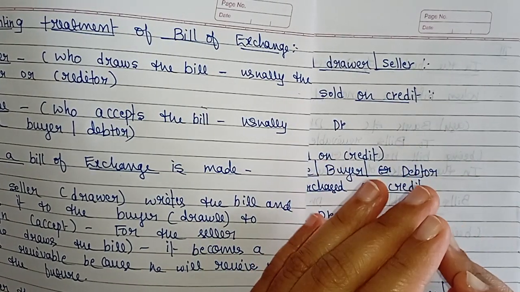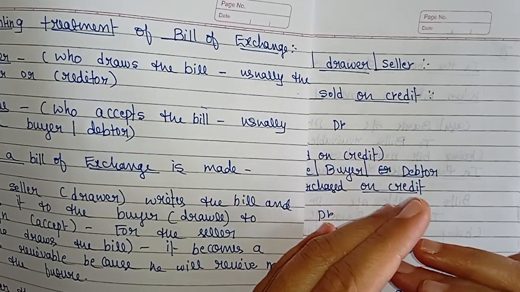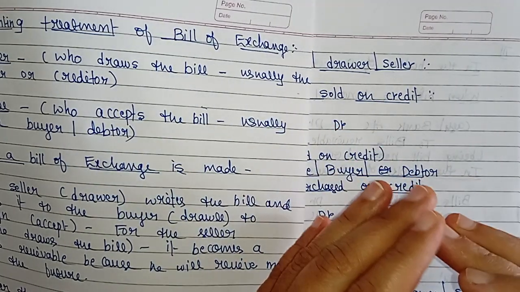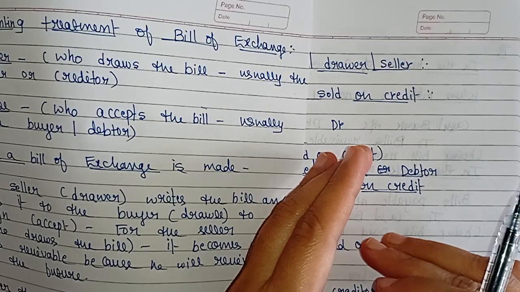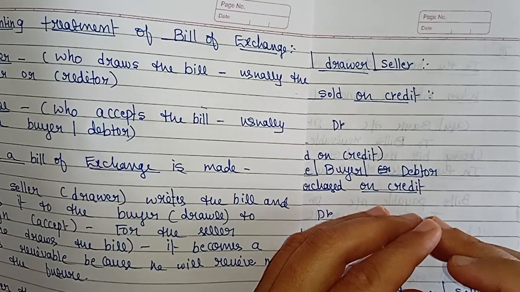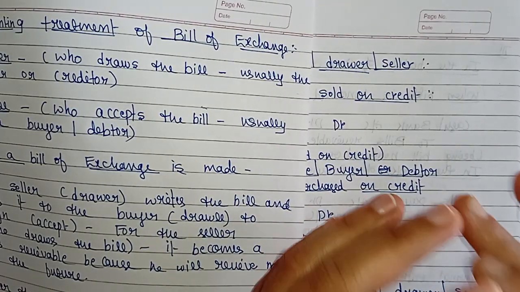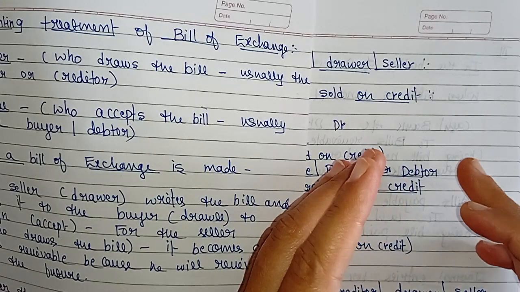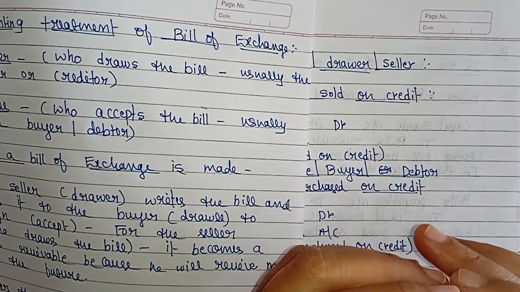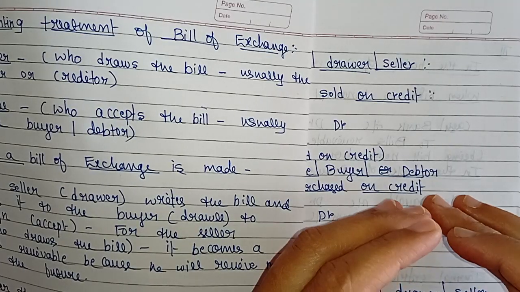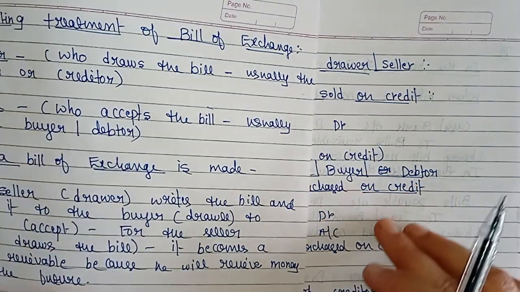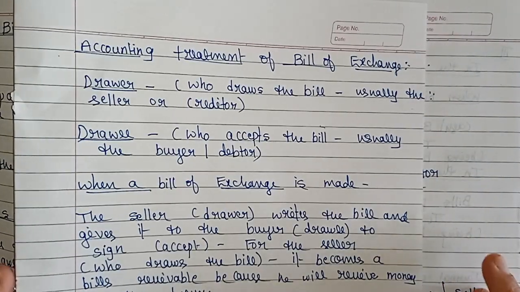Bill of exchange, it means what? It is a written order by the drawer to the drawee to pay a certain amount to the payee on a specific date. Clear? Or it is a written order by the drawer to the drawee to pay a certain amount on a specific date if there is no payee. If there is a payee, then the drawee has to pay the certain amount to the payee on a specific date. Clear? This is what bill of exchange is. So let's see the accounting treatment of bill of exchange.